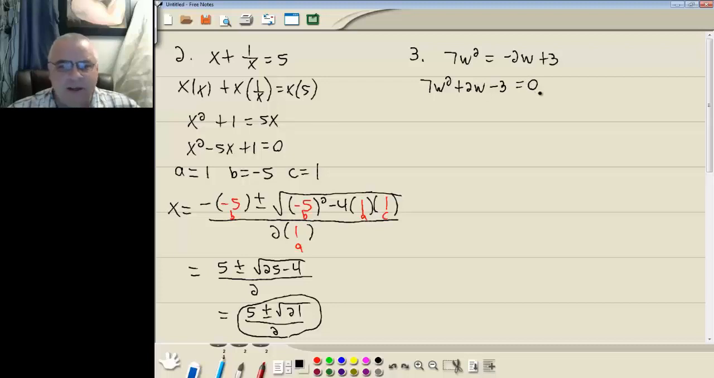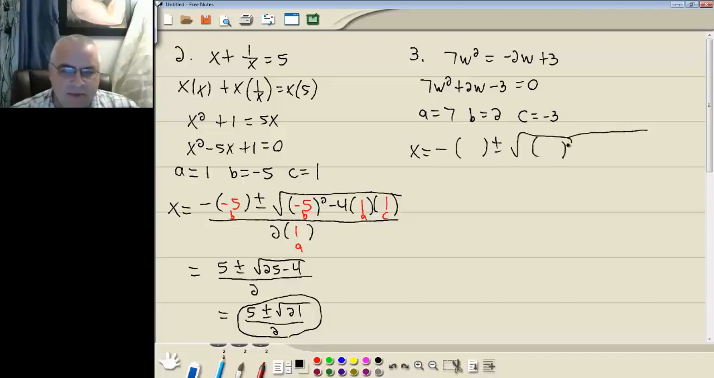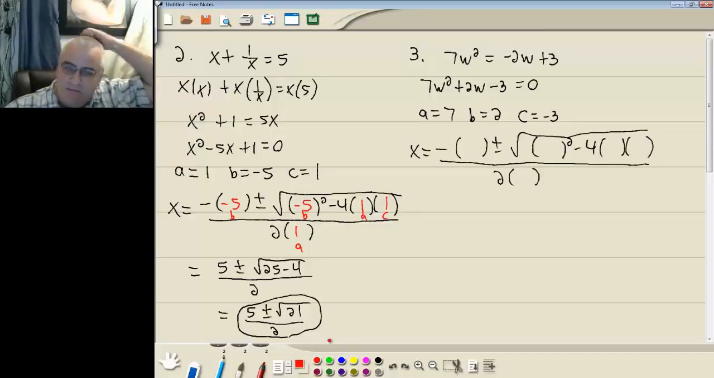Again, it's quadratic. We got 0 on one side, so now we can start in with our formula. A is whatever's in front of your w squared, which is 7. B is whatever's in front of your w, which is 2. And C is your number at the end, which is negative 3. Our formula says x equals negative b plus or minus square root b squared minus 4 times a times c all over 2a. Label that's b, and this is b, a, c, all over 2a.